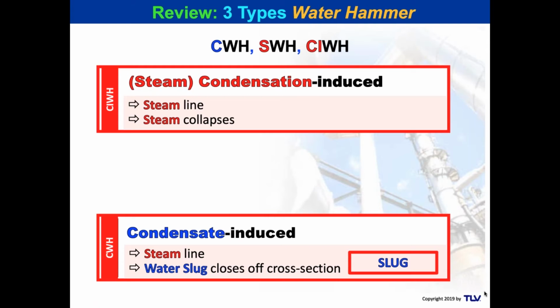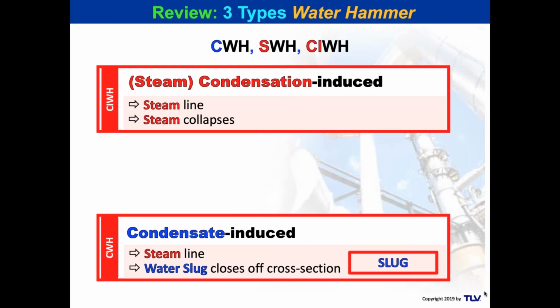The other way is if you've got a steam line underground, like in a tunnel or in a vault or in a pit, and you get a flash flood, and all of a sudden the rising water table goes over that steam line, and it condenses the steam so rapidly, it's a rapid condensation event, and it collapses the steam.